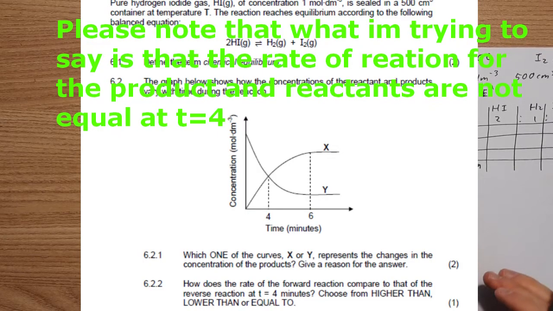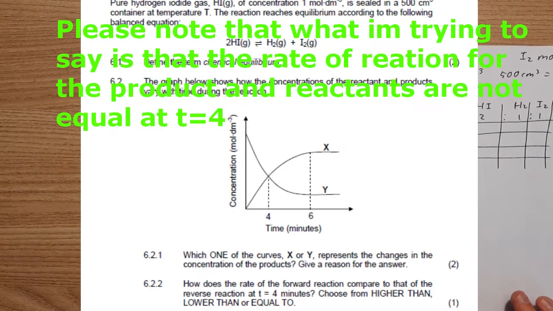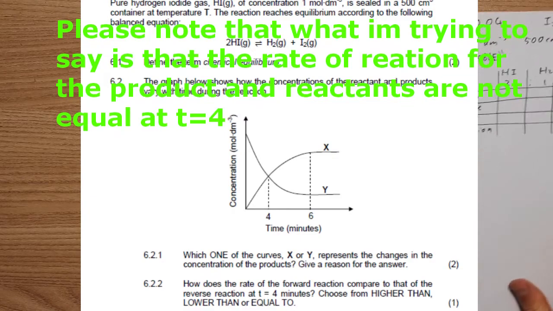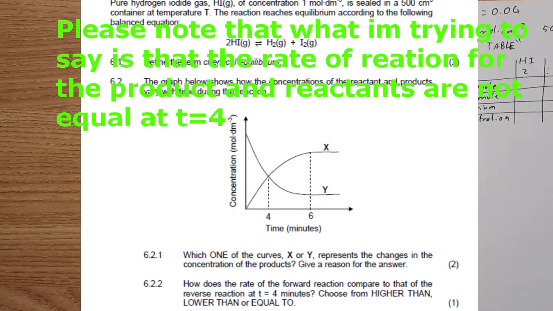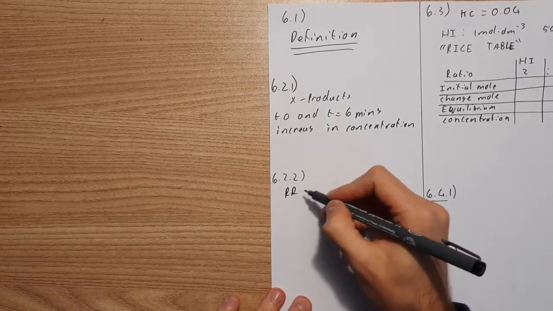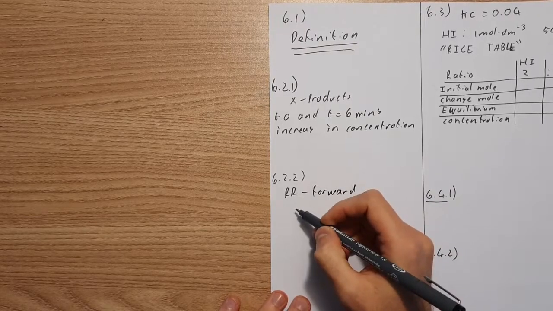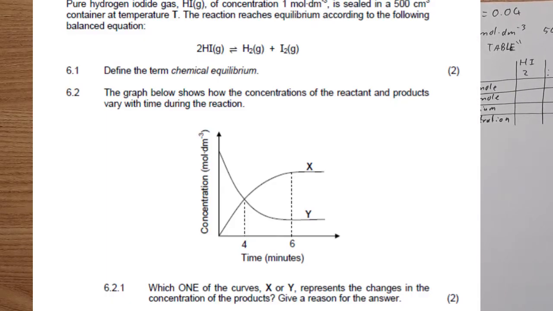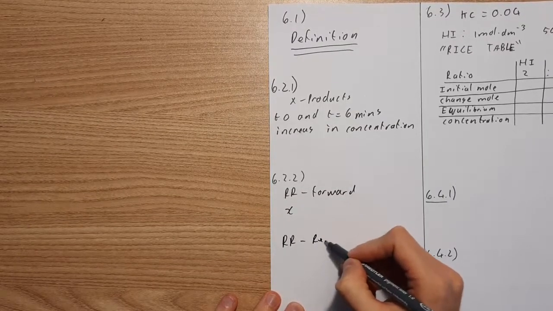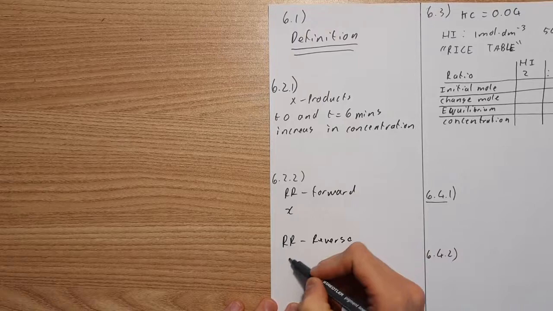6.2.2 says, how does the rate of the forward reaction compare to that of the reverse reaction at T equals 4 minutes? Okay, now, looking at that graph there, just because the two lines cross each other does not mean they are equal. Okay, please note that. So, if we have a look for our products, the rate of reaction for forward, you can see we started at a higher concentration of X, whereas for the rate of reaction for reverse, we started at 0.